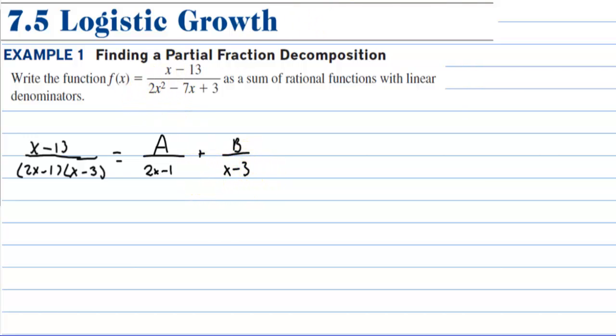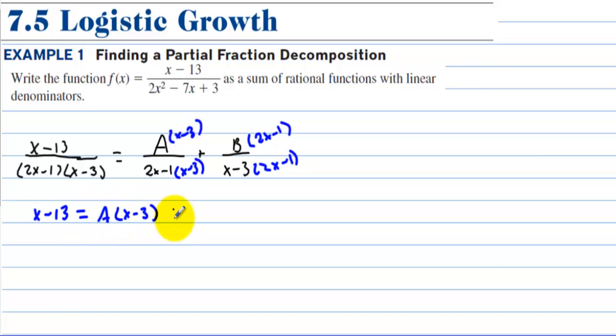Now let's get common denominators. We need to multiply this one on the top and bottom by x minus 3 and this one on the top and bottom by 2x minus 1. So we have 2x minus 1 down here and x minus 3 here. Now all of them have the same denominators. Now in order to solve this, we don't need the denominators. We have x minus 13 is equal to A times x minus 3 plus B times 2x minus 1.